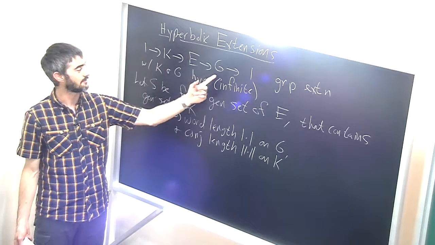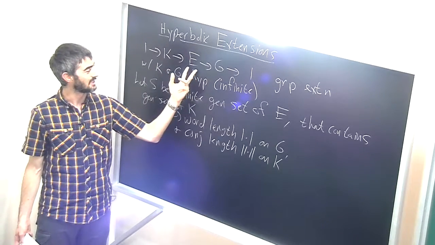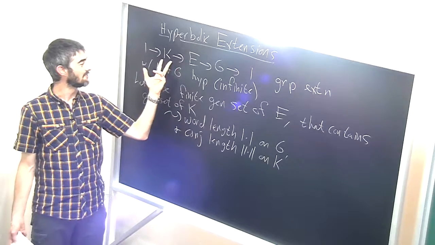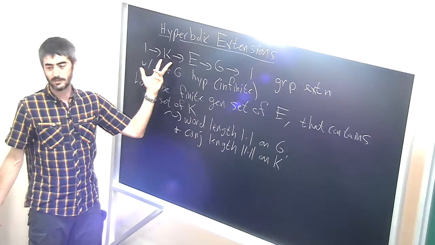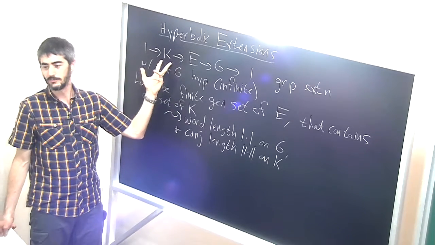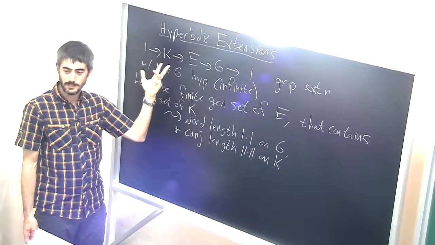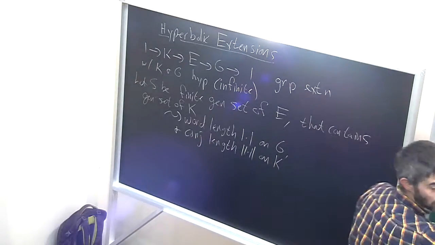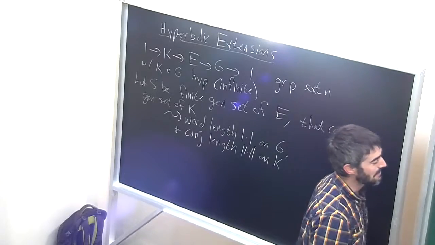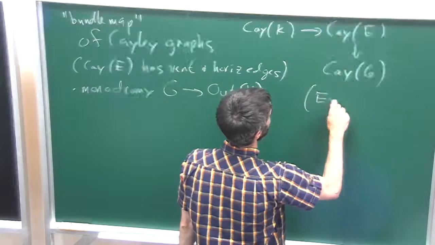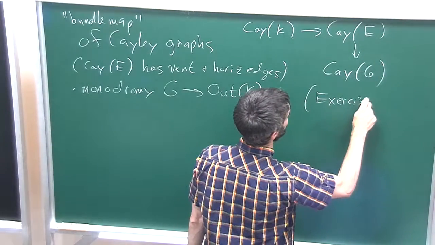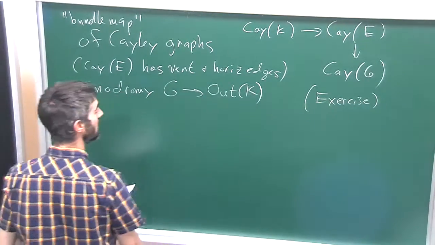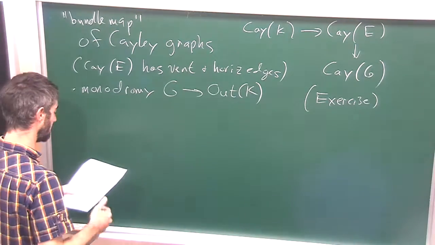And then the different choices I get by choosing different lifts of my element g all give me potentially different automorphisms, but they differ by inner automorphisms, so there's a well-defined outer automorphism. And it turns out you can check that this map is actually a group homomorphism. Maybe do that as an exercise if you haven't thought about it before, that this actually makes sense and gives you a monodromy automorphism.